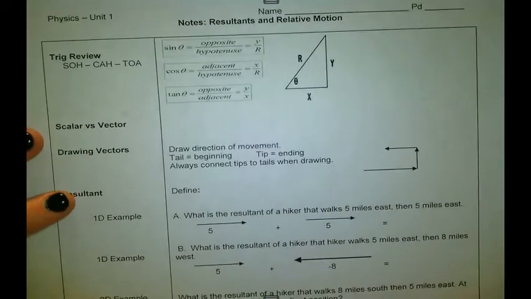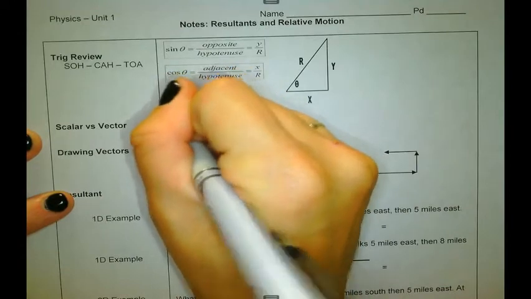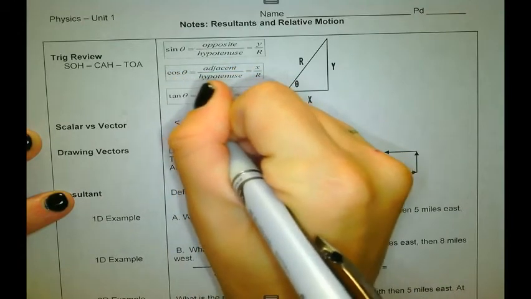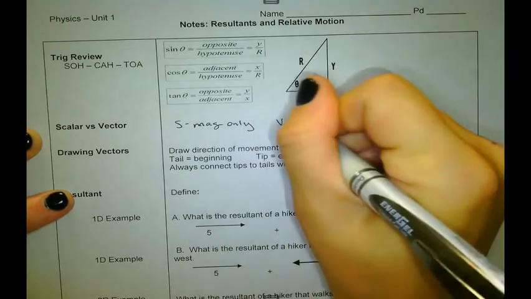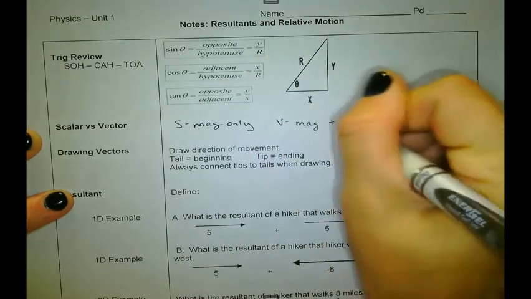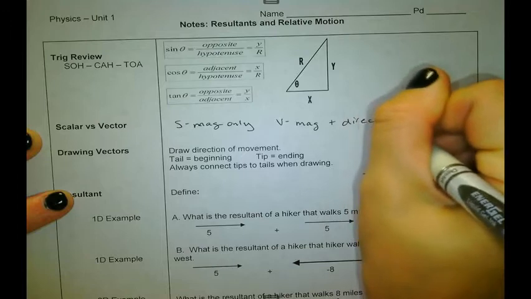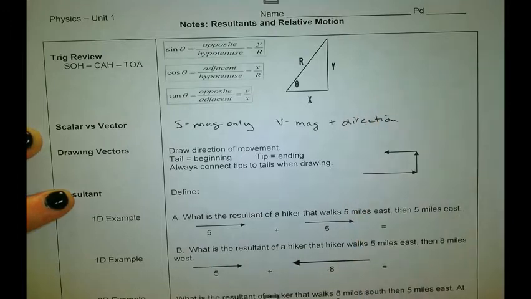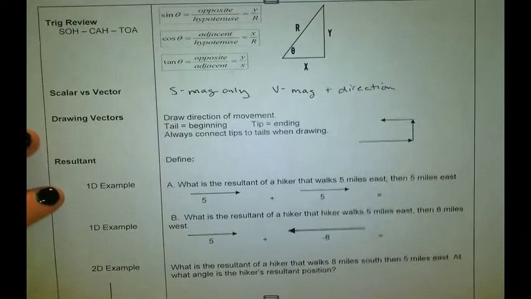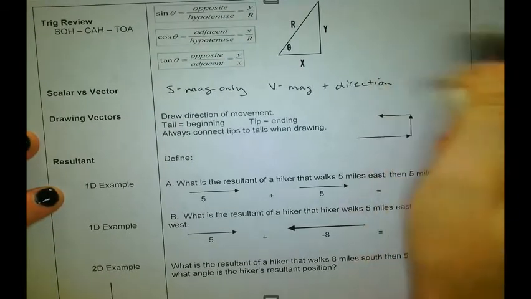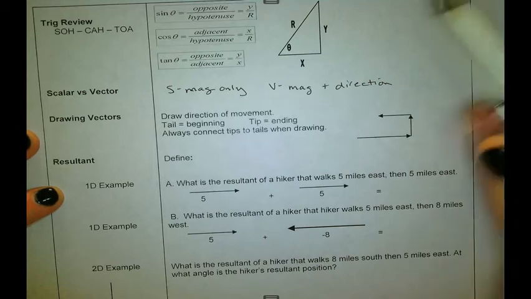All right, scalar versus vector. We already kind of know this. Scalar is magnitude only, while a vector is magnitude plus direction. So what we're talking about today is a lot of vectors, a lot of magnitude with direction. We represent vectors with arrows, showing direction of movement.